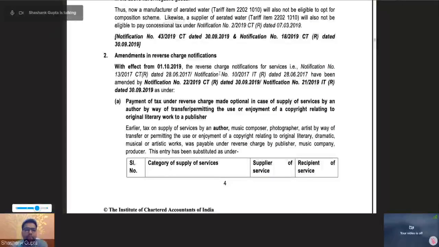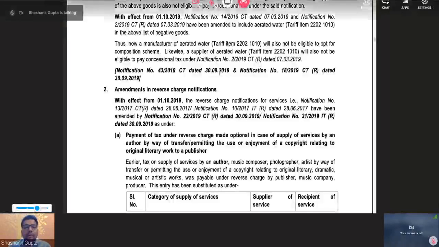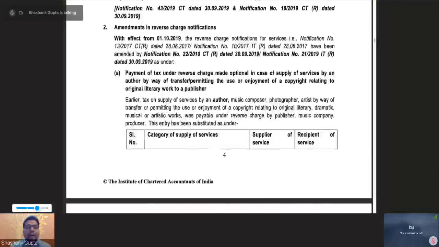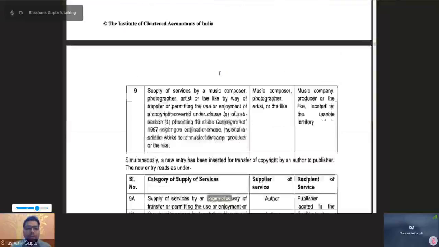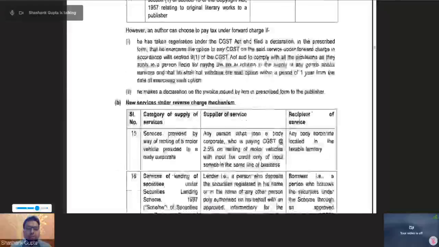So, the next amendment is with respect to payment of tax under reverse charge having been made optional in case of supply of services by an author by way of transfer permitting the use or enjoyment of a copyright relating to original literary work to a publisher. So this also we have discussed in detail in the course, and also while attempting the question in the RTP. So you can just go back and quickly go through it.